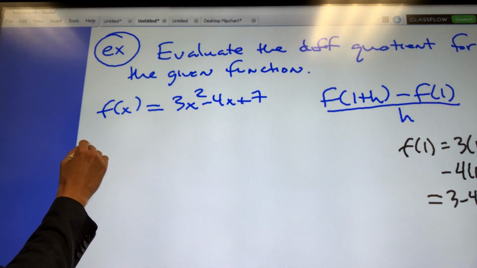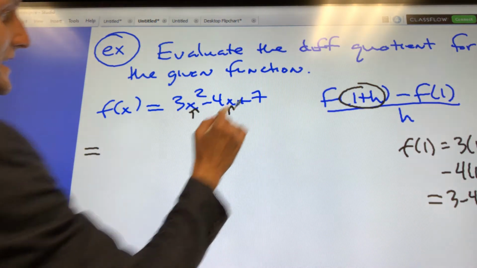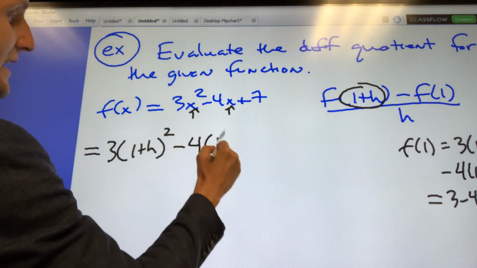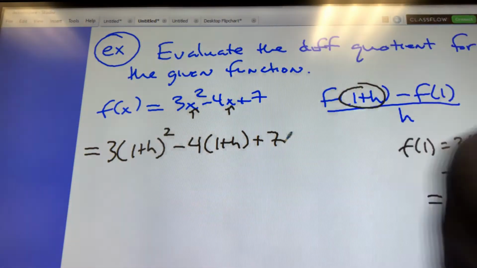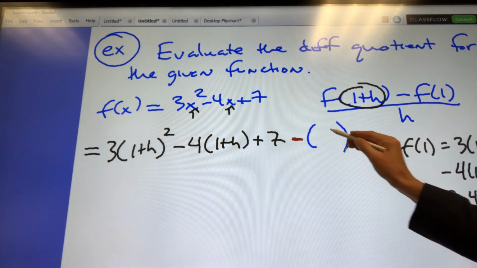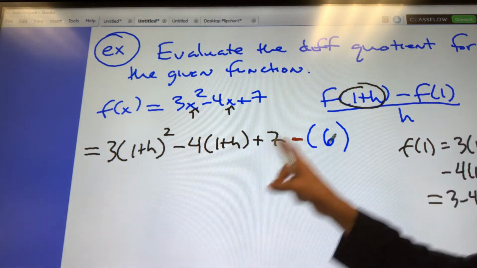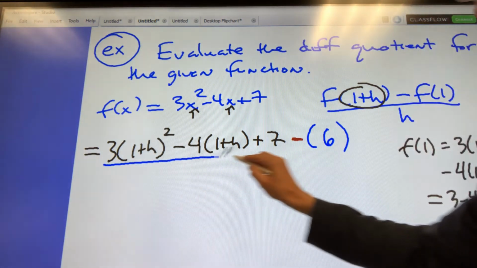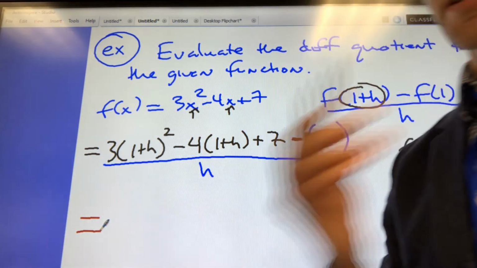So what we have here is we're going to plug in 1 plus h for x there and there. So you have 3 times 1 plus h, all of it squared, minus 4 times 1 plus h, plus 7. That's all of f of 1 plus h. And then minus, I think you should always put this in parentheses, minus 6. You need to show that this is f of 1 plus h, then you're subtracting f of 1, which is 6, all over h. We are getting better at this. This definitely takes more work than things we've done in the past.